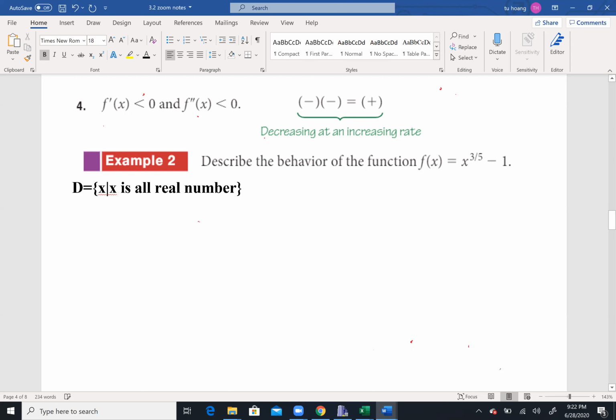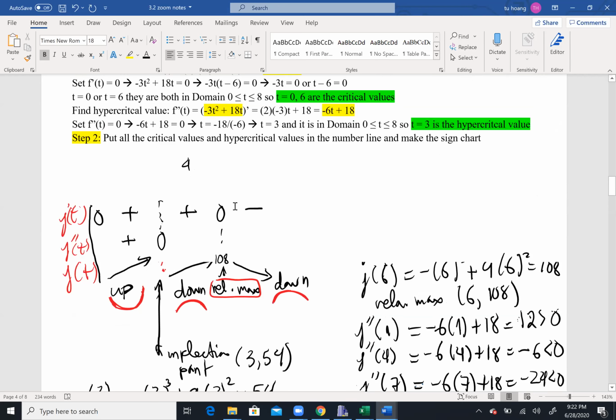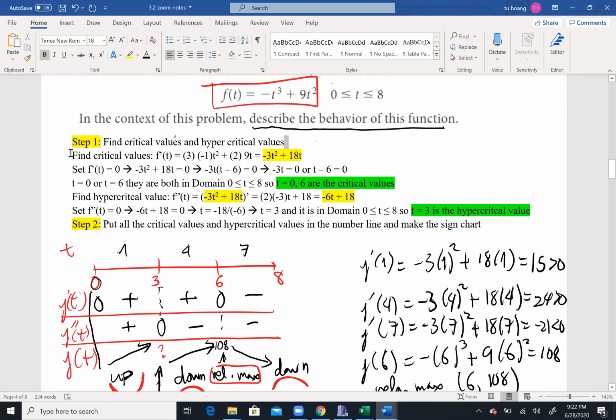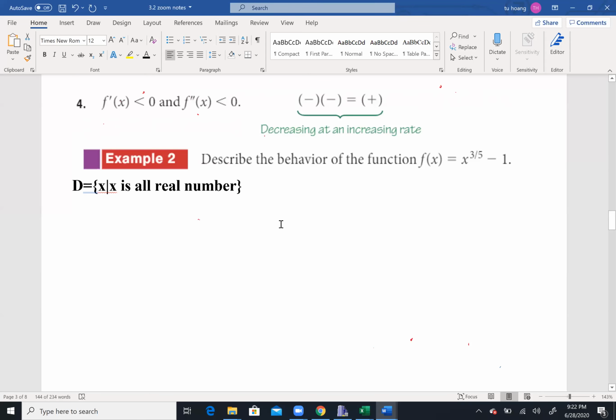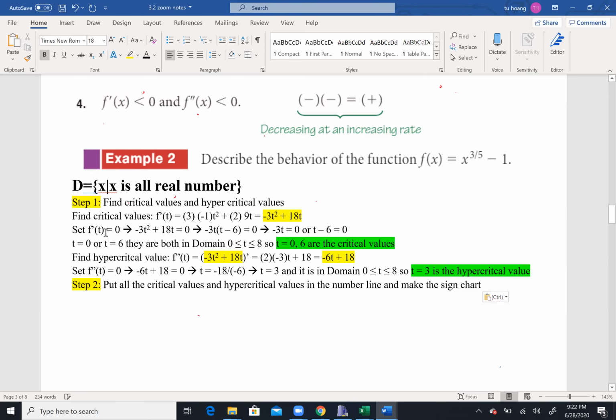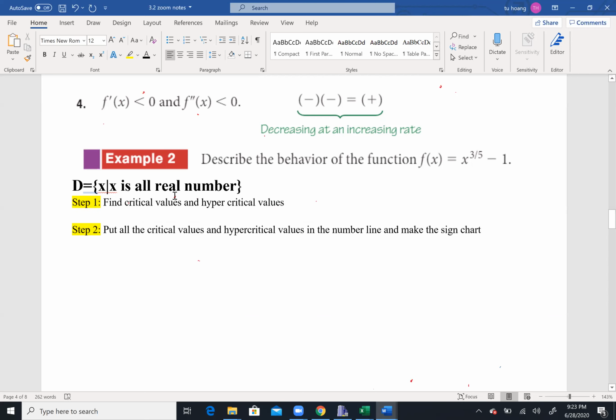So now I'm going to go ahead and do step 1. I can copy down some words so I don't have to type too much. Find critical values and hypercritical values first.